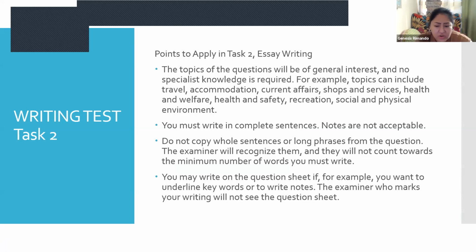You can write on the question sheet. You will also be given some draft or scrap papers to take your notes or to organize your thoughts. So don't worry about that.